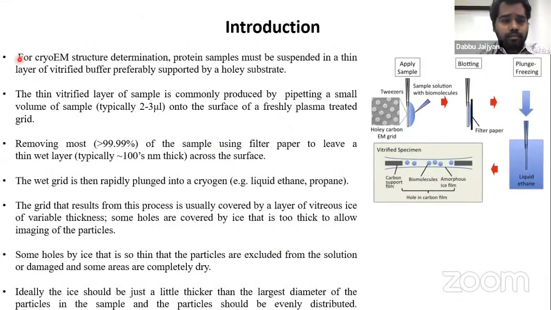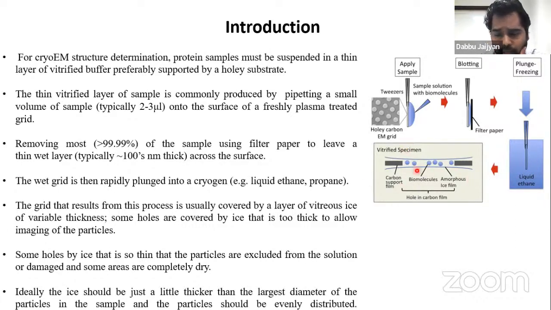For cryo-EM structure determination, the protein sample must be suspended in a thin layer of vitrified buffer, preferably supported by a holey substrate. Here this picture shows the tweezers holding a carbon holey grid, and this is the magnified area of the grid where around 2 to 3 microliters of the sample is applied. About 99% of the sample is removed using a filter paper. This process is called blotting. After that, the grid is plunged into liquid ethane.